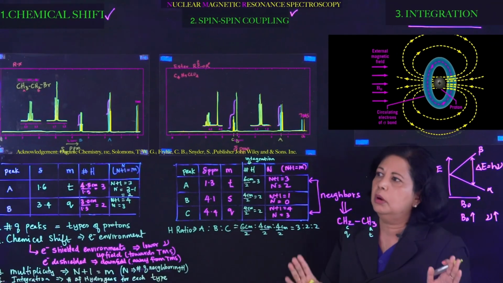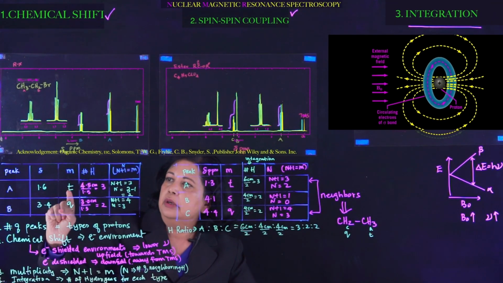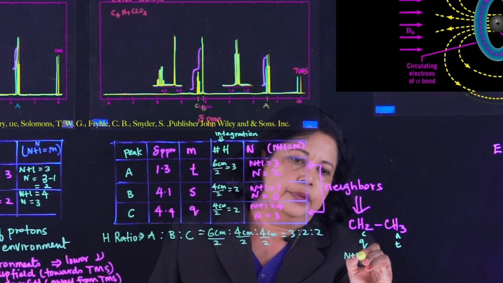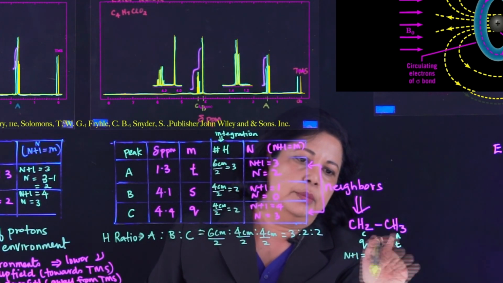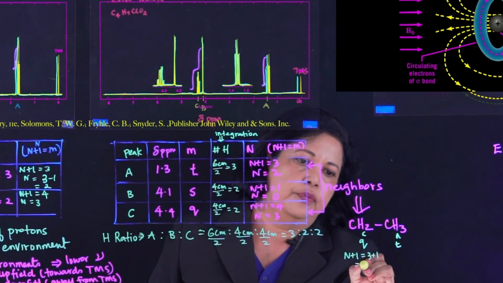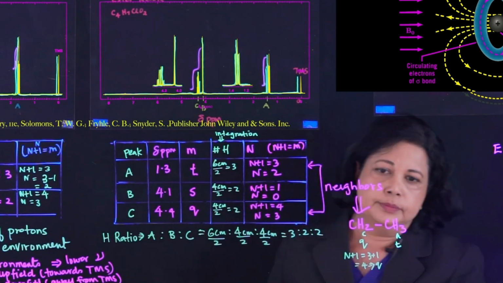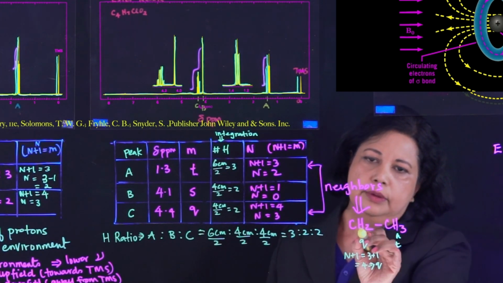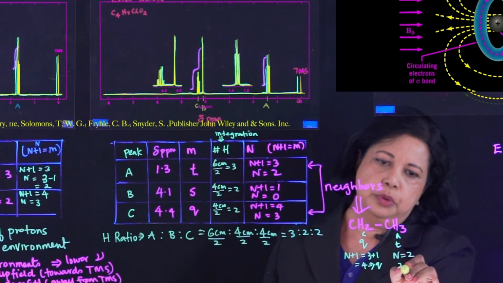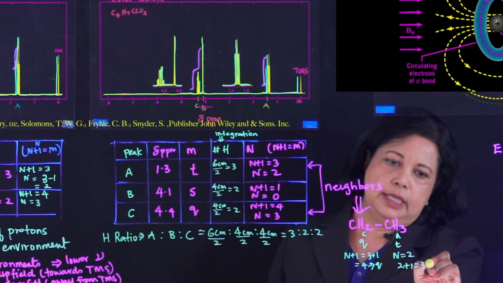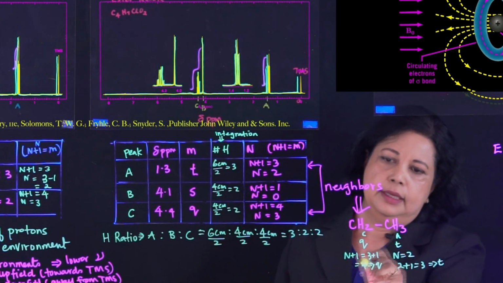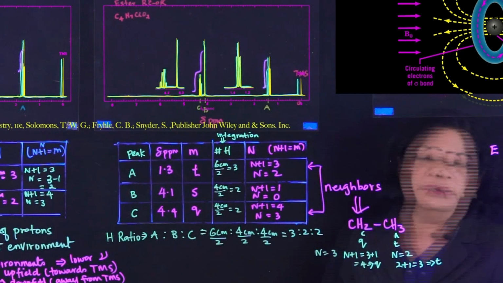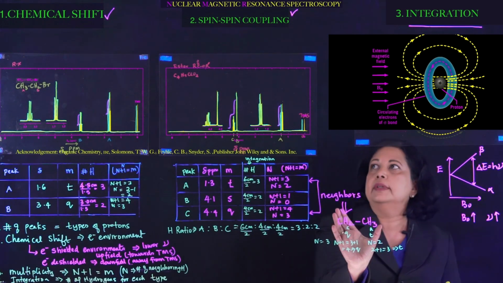Whenever you have a triplet and a quartet, which we saw here, it is always an ethyl, because n plus 1 for this is going to be 3 neighbors. 3 plus 1, which is 4, which is a quartet. So for A, you have 2 neighbors. N is equal to 2 here. So 2 plus 1 is 3, which is a triplet, and that's what we see. Here, n is going to be equal to 3. All right? So it fits perfectly. So we know we have an ethyl here.